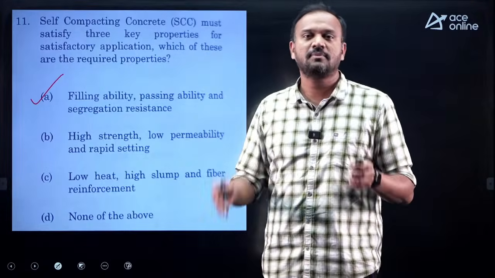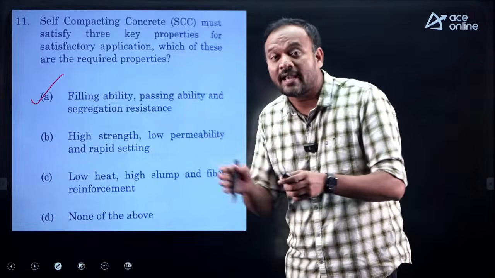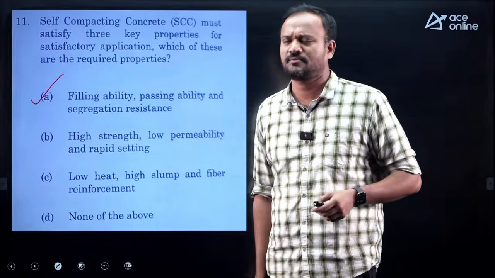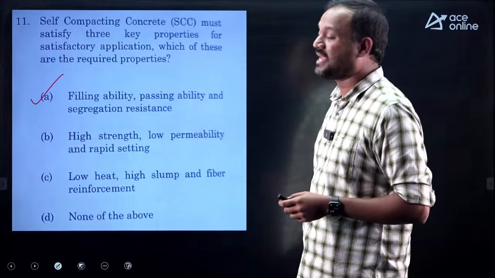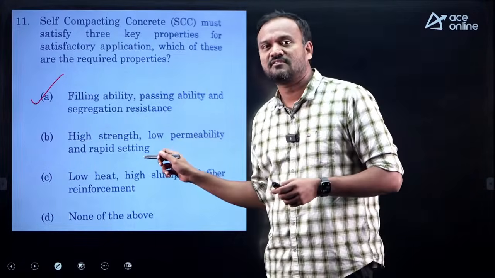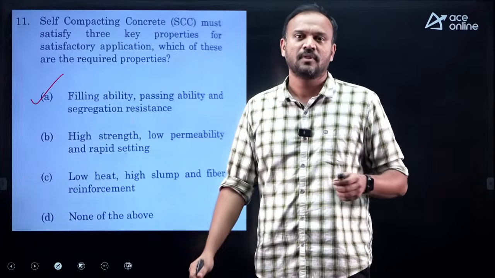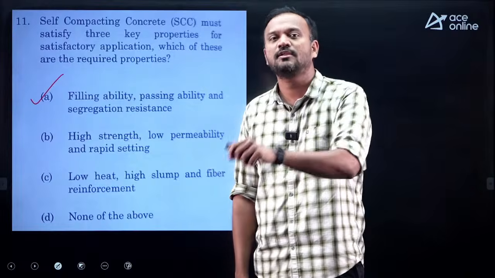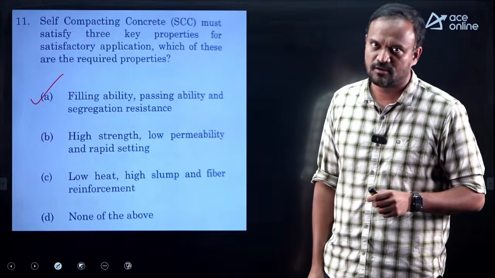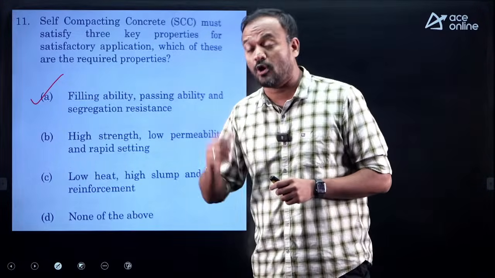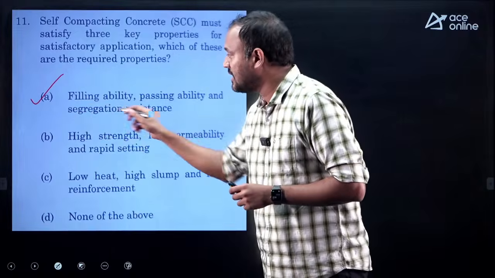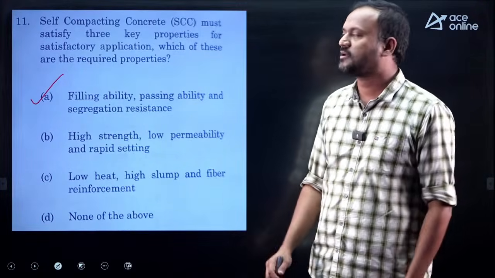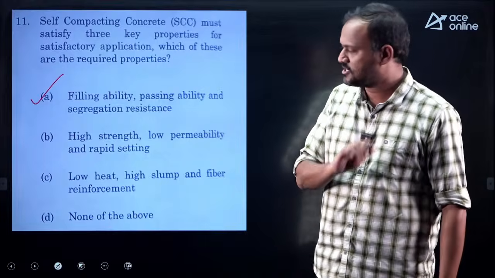Passing ability, the ability of the concrete to flow around the obstructions, that is your reinforcement steel or any other obstruction, and segregation resistance. This is very important. The concrete may flow very easily, but if it segregates, then you will not achieve the required strength. So, self-compacting concrete should always satisfy the last criteria as well. So, these are the 3 criteria to be satisfied for a self-compacting concrete.